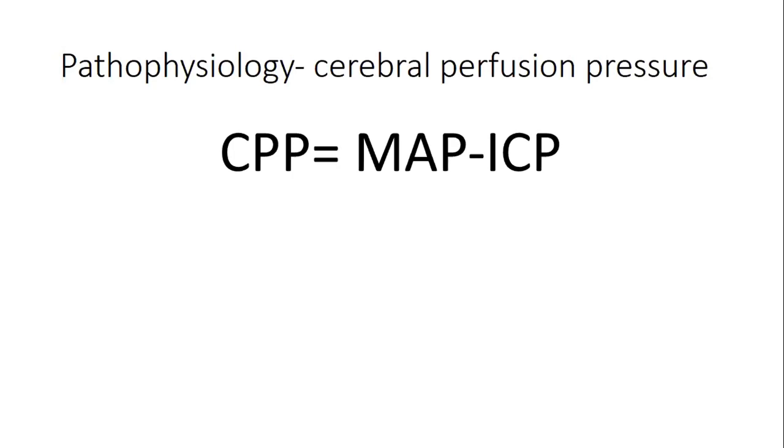When you start to increase mean arterial pressure, if you have a normal intracranial pressure, then you're going to have a high cerebral perfusion pressure. It's not good for you if you have, for example, a hypertensive bleed. So a patient who is bleeding and is also hypertensive is going to bleed worse.